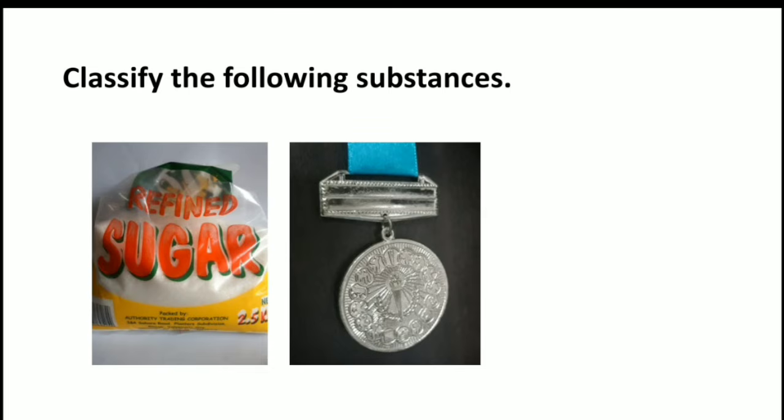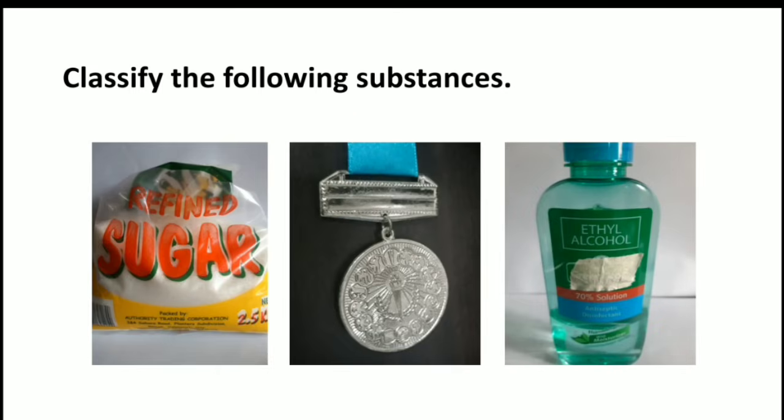So when we say classify the substances, we only have 2 options: the element and the compound. So that's only how we will categorize the following. Again, sugar contains 3 elements, carbon, hydrogen, and oxygen, and therefore is a compound. Silver metal contains 1 element, silver, so this is only an element. And the third one, alcohol, also contains carbon, hydrogen, and oxygen, and therefore is another compound.